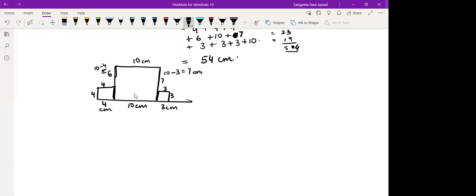Right? So when you add all this, 4 plus 4 plus 4, 3 times 4 is 12. Then when you add this 6, 10 and 7, 6 plus 7 is 13, 13 plus 10 is 23. Then 3 plus 3 plus 3 is 9. 9 plus this part, 10, so 9 plus 10 will be 19. When you add all this, we get 54. Hence we got 54 centimeters as the perimeter. You understood this much part?